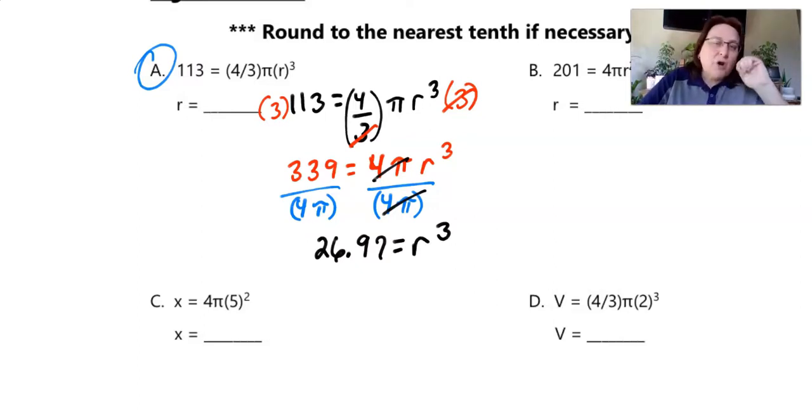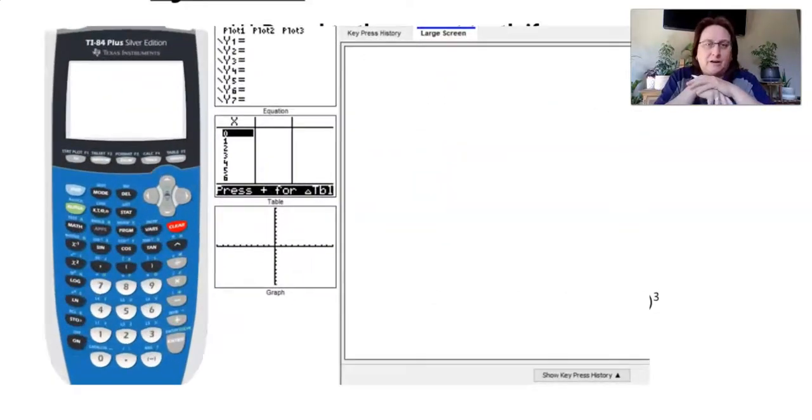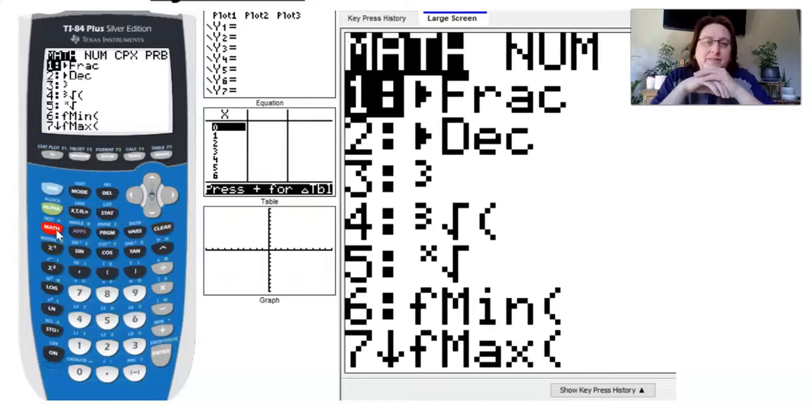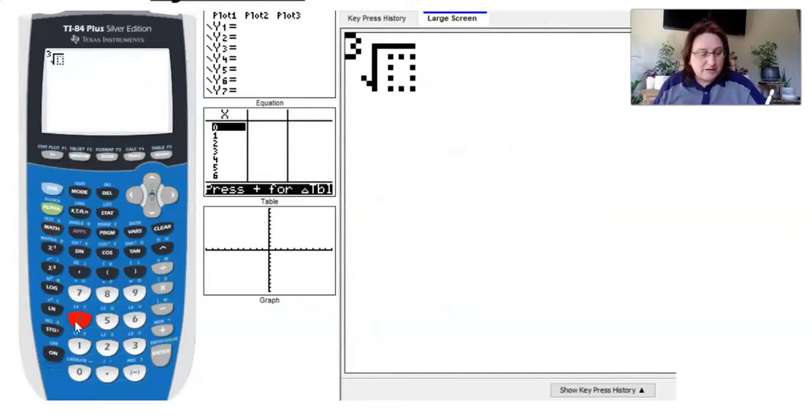Hey guys, if this was r squared, we would just take the square root of both sides. But this is r cubed, so what we need to do is take the cube root of both sides. Let me pull up the calculator here. I want you guys to notice what I do. I hit math, and when you hit the math button, you can go down and there's a cube function and also a cube root function. Do you see?